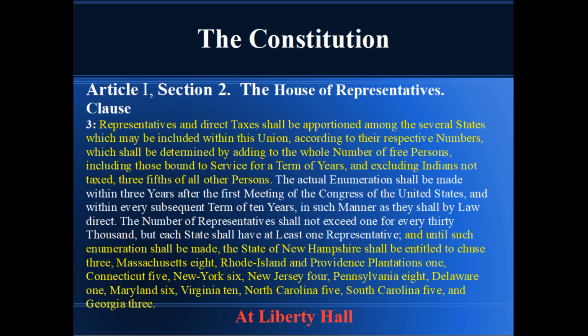The number of representatives shall not exceed 1 for every 30,000, but each state shall have at least 1 representative, and until such enumeration shall be made, the state of New Hampshire shall be entitled to choose 3, Massachusetts 8, Rhode Island and Providence Plantations 1, Connecticut 5, New York 6, New Jersey 4, Pennsylvania 8, Delaware 1, Maryland 6, Virginia 10, North Carolina 5, South Carolina 5, and Georgia 3. The sections in yellow were changed by the 13th Amendment and the 14th Amendment, Section 2.